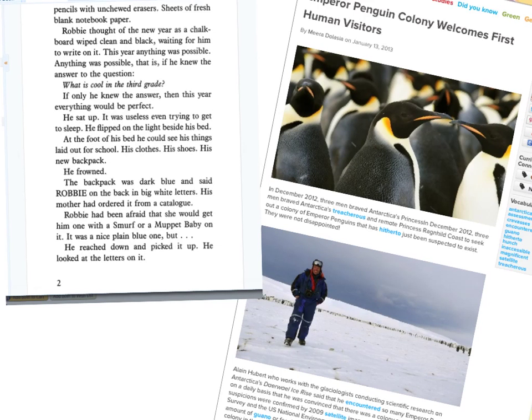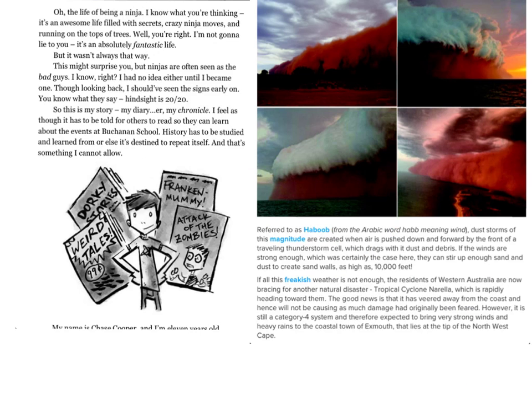So here I have on the left a fiction passage, and on the right I have a nonfiction passage. Look for just a second and see if you can see what are some differences. There are several. How about here? Fiction is on the left and nonfiction is on the right. What do you notice is different and what do you notice is the same?